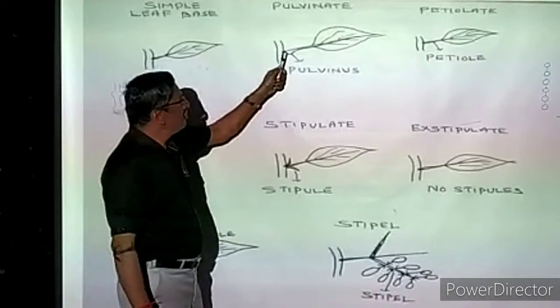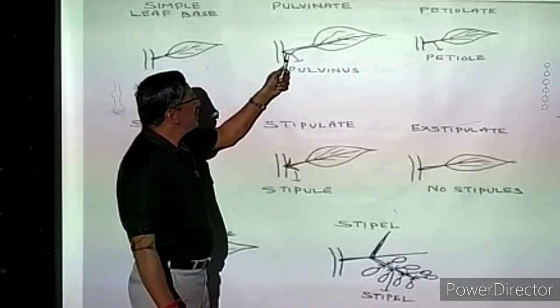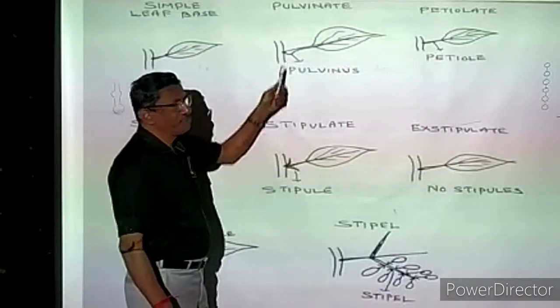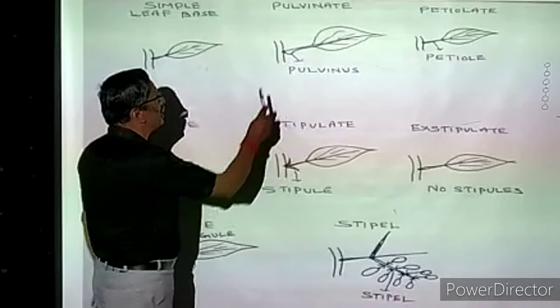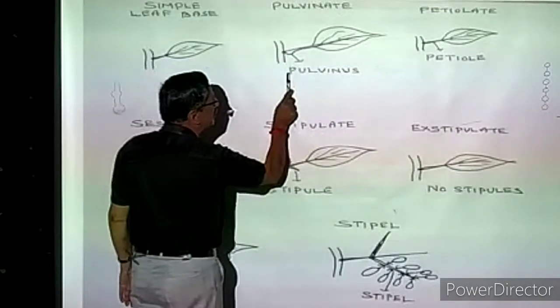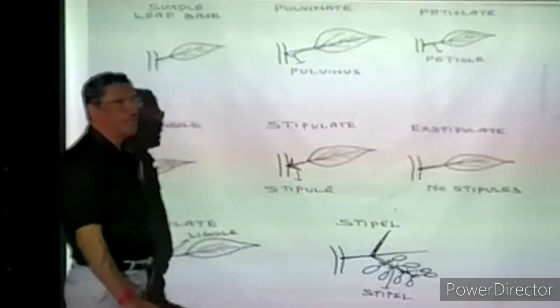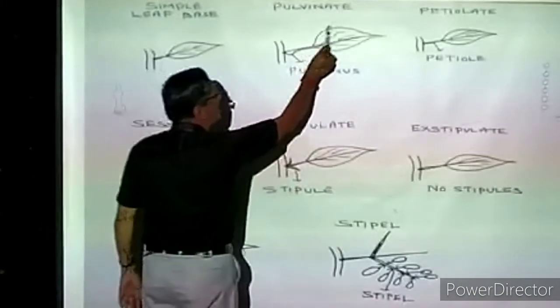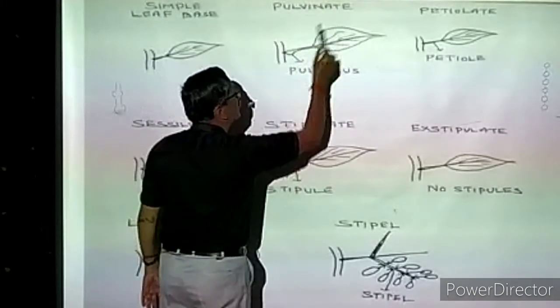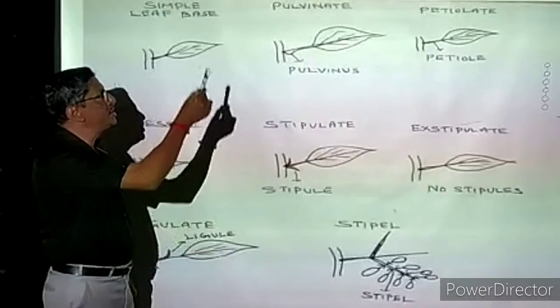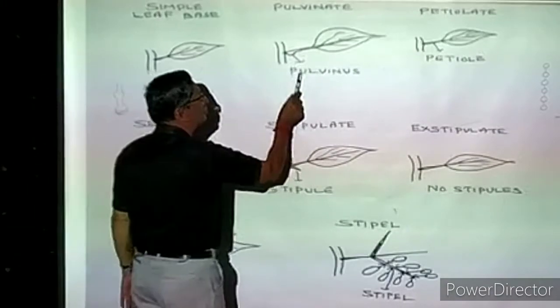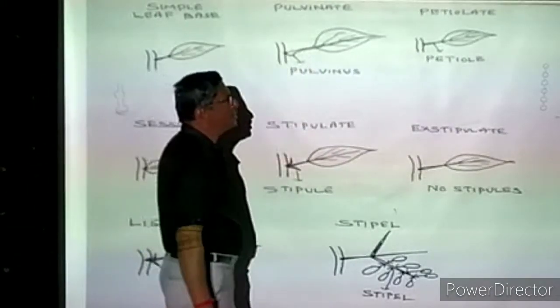Then in the previous slide we have studied, this is the leaf base, but it is bulgy. Now if the leaf base is bulged, then the bulged leaf base is called a pulvinus. The leaf with pulvinus is called a pulvinate leaf.